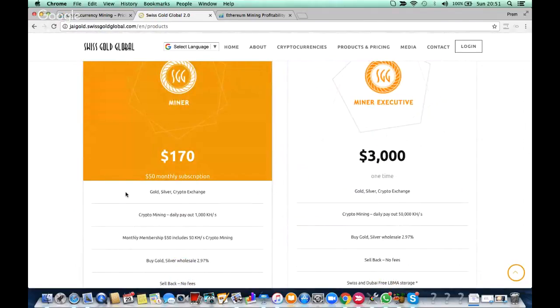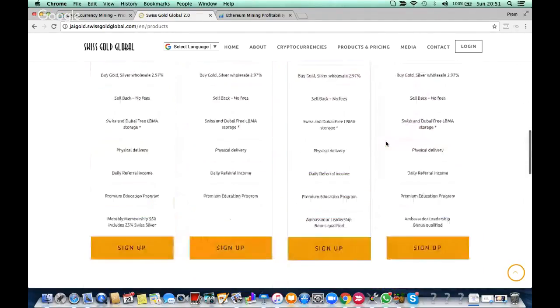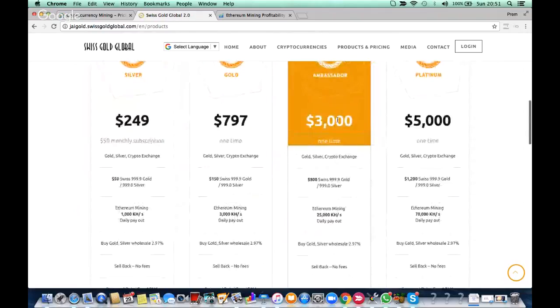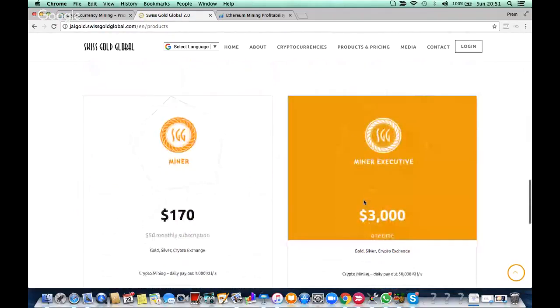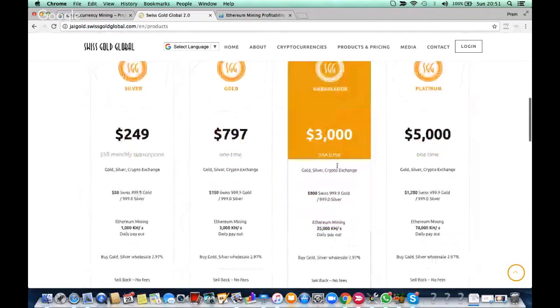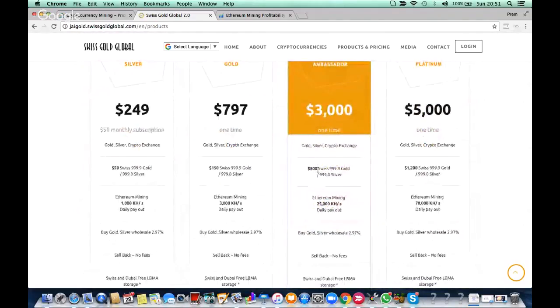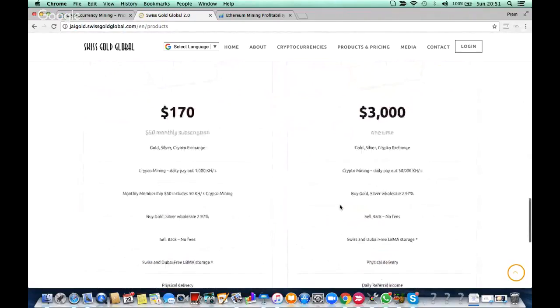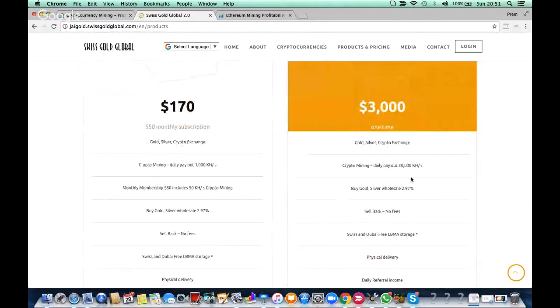And in the $50 monthly that you pay, you get no metal, you get a little bit of mining instead. And that little bit of mining, again, is so tiny, it's not going to change your life at all whatsoever, right? Same with the miner executive. It's essentially the same as this $3,000 ambassador package here. This is also $3,000 down here. Exactly the same thing. The difference is this ambassador package has $800 in metal plus some mining included, whereas this package here has no metal whatsoever and twice as much mining included instead.